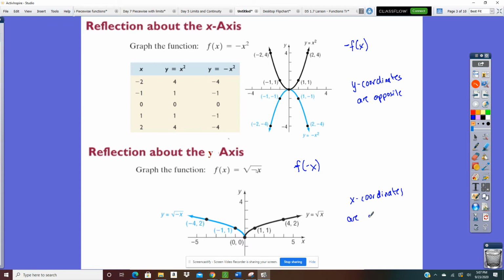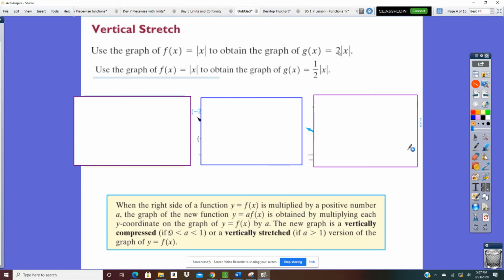are opposite. And the y coordinates stay the same. Your key points are (1, 1) and (4, 2) for a square root function. Okay, now let's do the stretches.